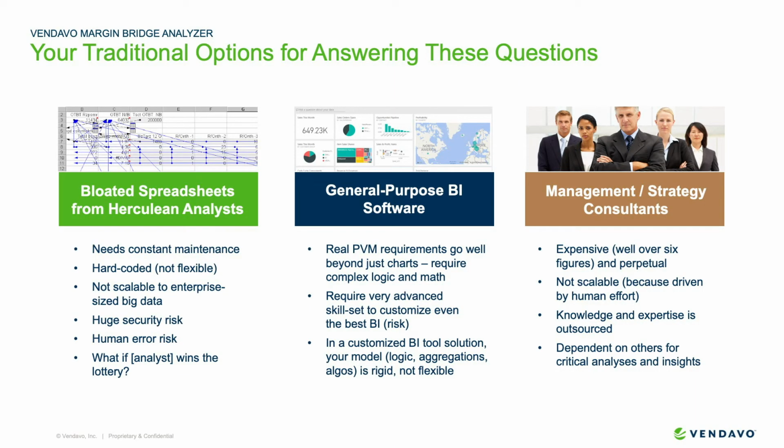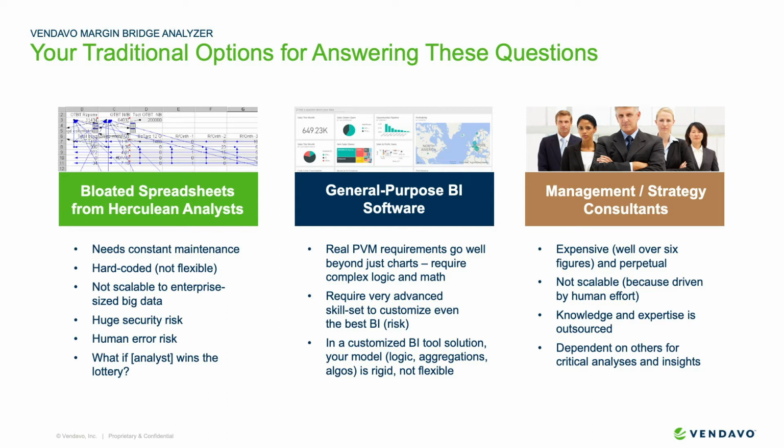So what are your options if you need to do this kind of analysis? Traditionally, you've got three main options. Massive Excel spreadsheets maintained by superhuman analysts, or teams of analysts in some cases. But this doesn't scale to big data. You have a major data security risk here. There's lots of opportunity for user error. And then you have the whole, what if so-and-so wins the lottery tomorrow and disappears on us?